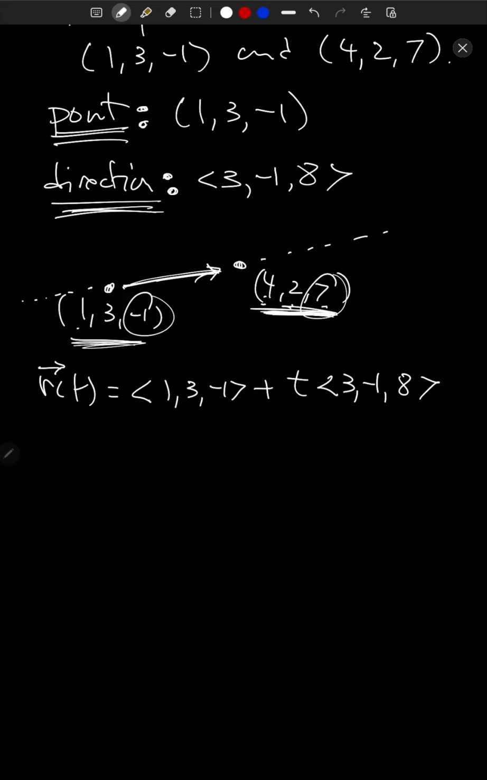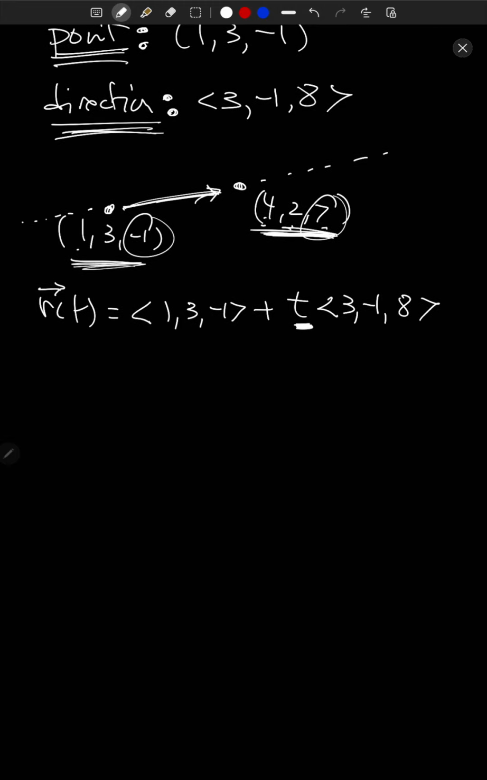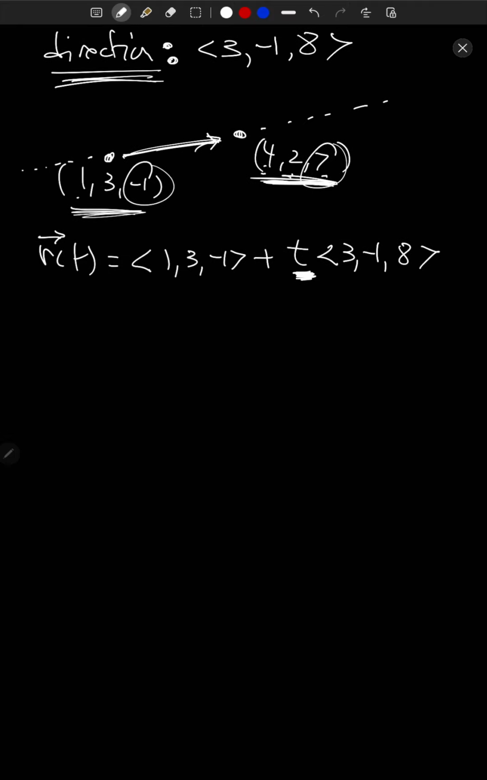I suddenly realized why I was putting the t on the other side, because traditionally we put the t there. Traditionally we put the t there because we're thinking of scalar multiplication of a scalar with a vector, and so we generally like to put that in front of the vector. That looks a little weird. That's a minus one right there.